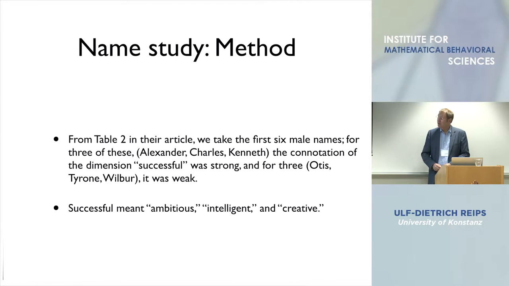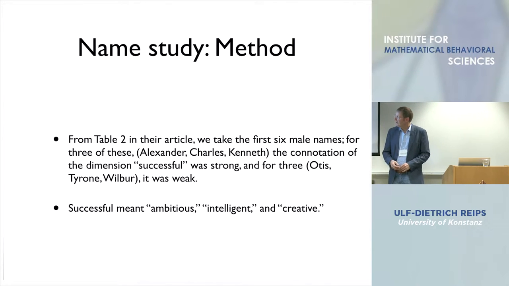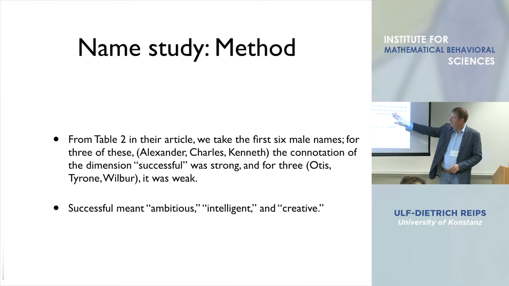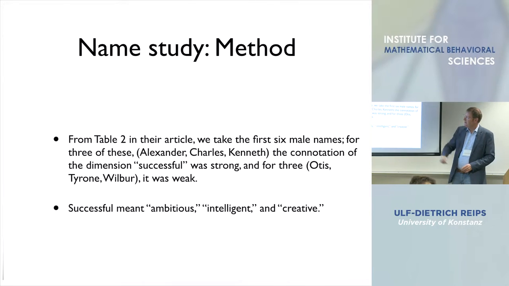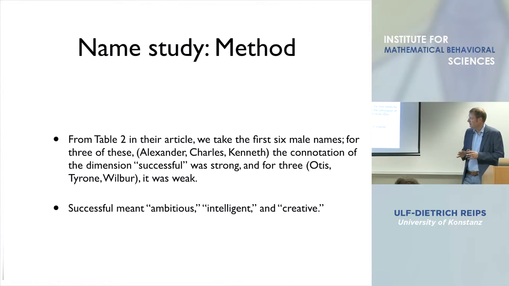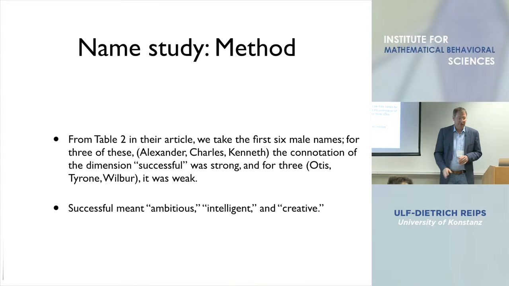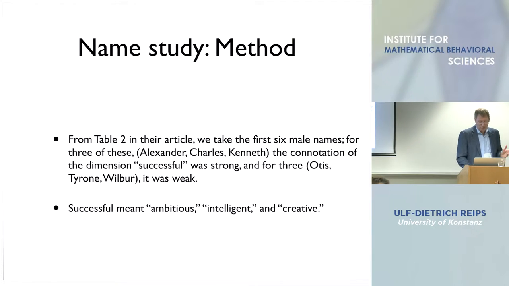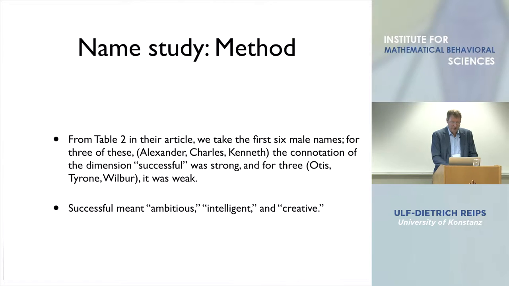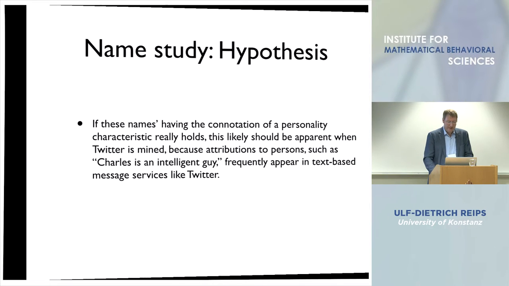So from their article, we took the first names they used. The first three male names were Alexander, Charles, and Kenneth, which in their results were connotated to the dimension successful. And three other names, Otis, Tyrone, and Wilbur, where this connection was weak, right? Successful also meant ambitious, intelligent, and creative. So the question was, would we replicate these attributions to these names via the internet?